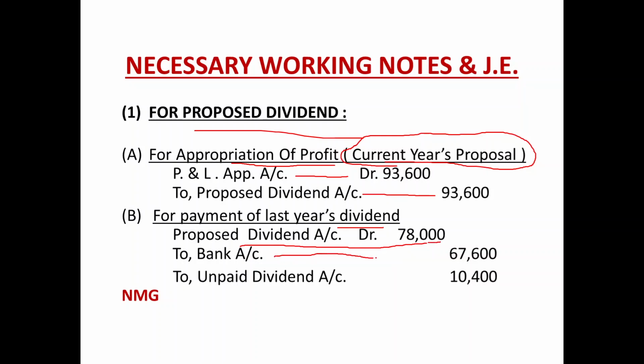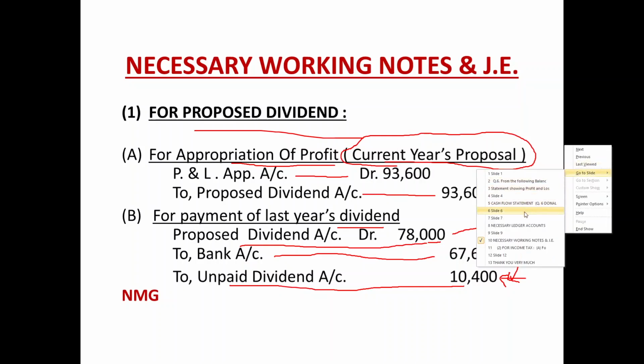Bank account credited 67,600. Unpaid dividend account credited 10,400. Out of 78,000, still 10,400 is to be paid, and that is why it remains in the unpaid dividend account, and the remaining 78,000 minus 10,400, 67,600, has been paid. So bank account credited 67,600 to unpaid dividend account credited 10,400.